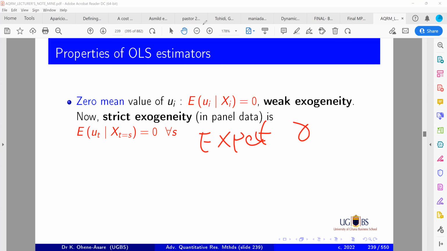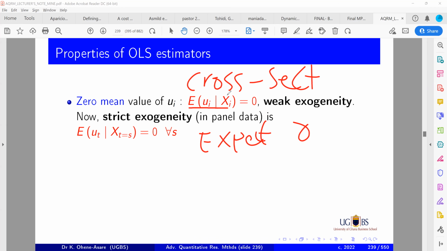Because when you were assuming that the error is 0, you were assuming that the error is 0 given the independent variable. It wasn't like the independent variables were changing. They were fixed before you say that the error term is 0. Now, there's another one known as strict exogeneity. Strict exogeneity happens in panel data. What we are looking at here is cross-sectional data. I'm sure by now you all know the difference between the two. So in cross-sectional data, we are talking about weak exogeneity. In panel data, we are talking about strict exogeneity.